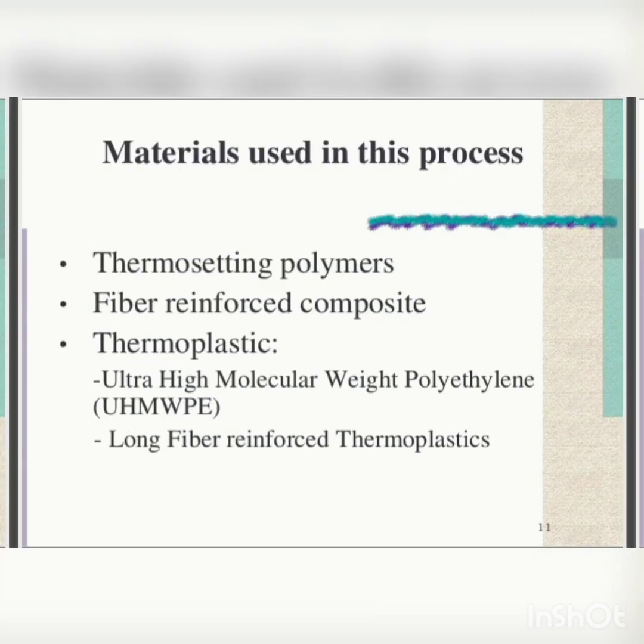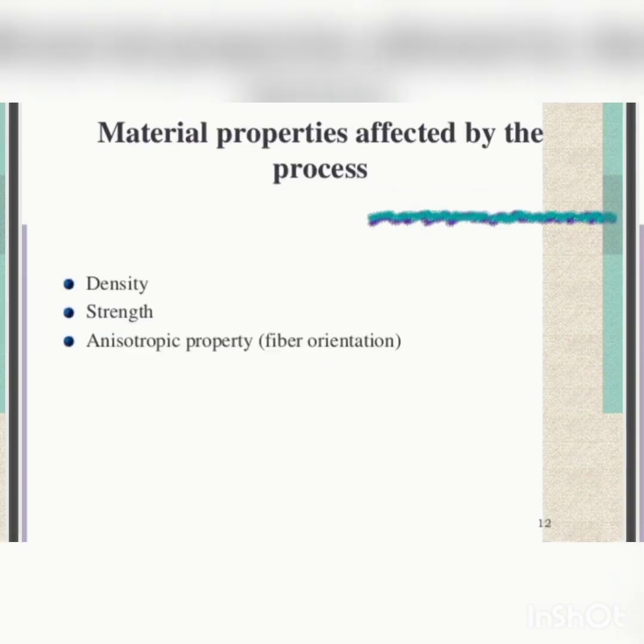And materials used in the process: thermosetting polymers, fiber reinforced composite, thermoplastic, ultra high molecular weight polyethylene, long fiber reinforced. So material properties affected by the process: density, strength, anisotropic property, fiber orientation.